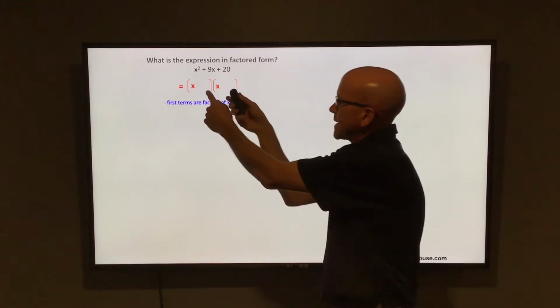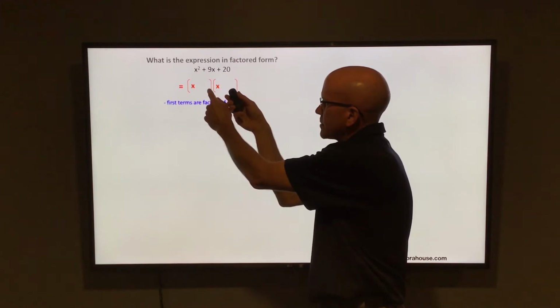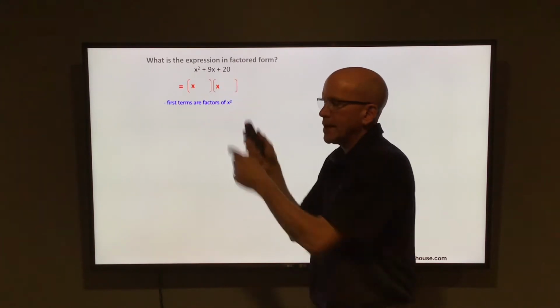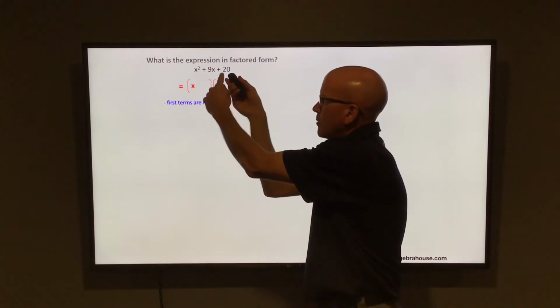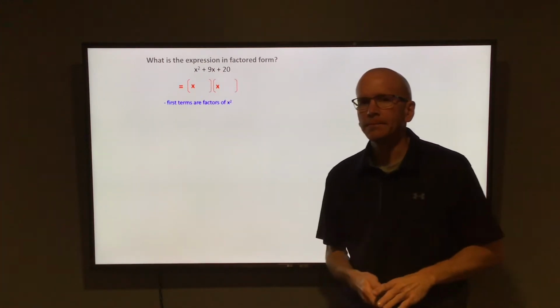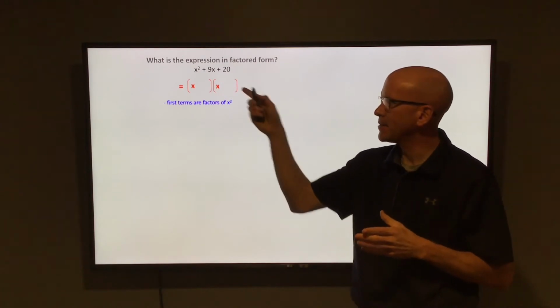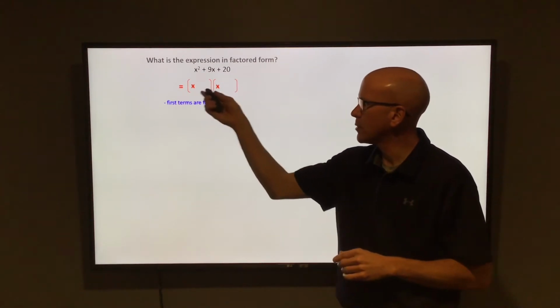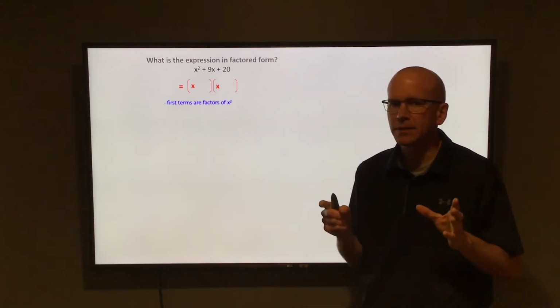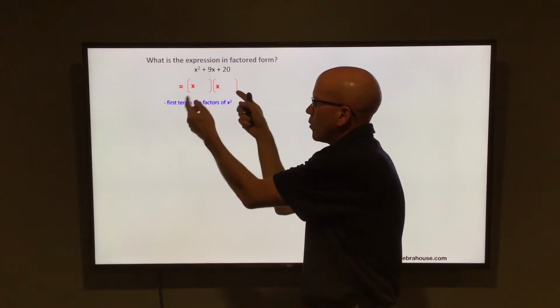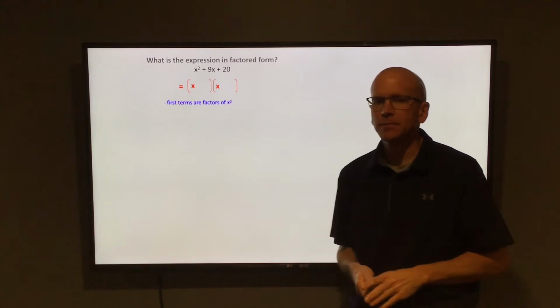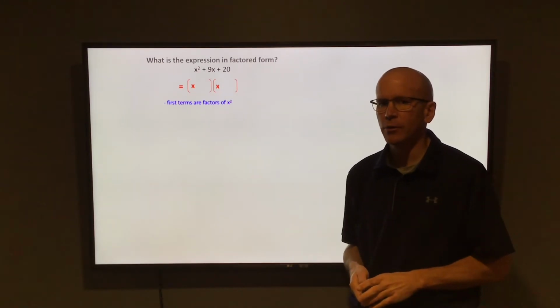The second terms of these two binomials will multiply to make 20, because the last terms of the FOIL method multiply to make this last term 20. And then they're going to add to make 9. So these second terms are going to add to make 9, because the outer and inner terms of the FOIL method will add together to make 9x. So think about the coefficients of those outer and inner terms.